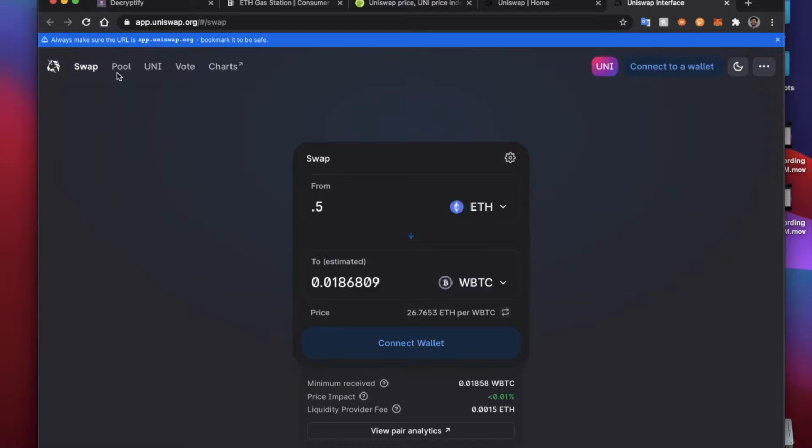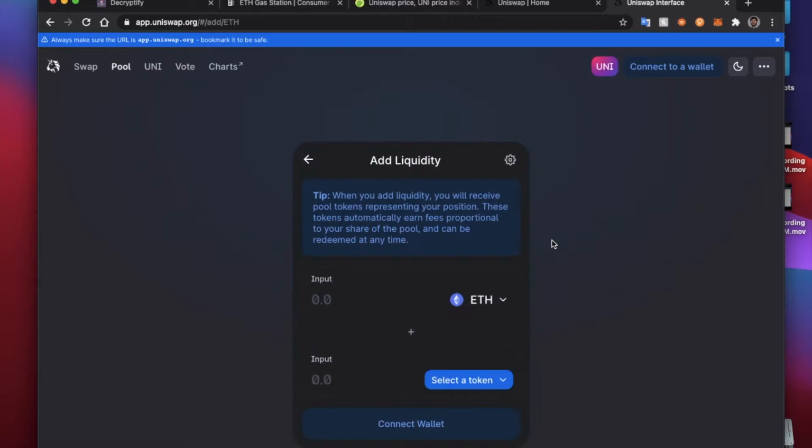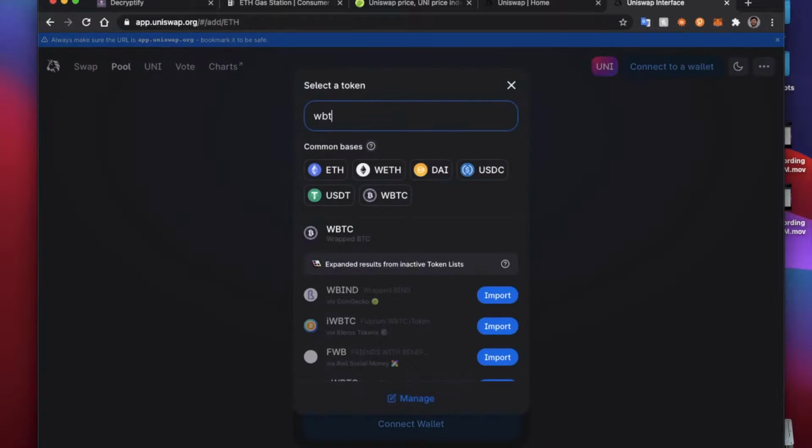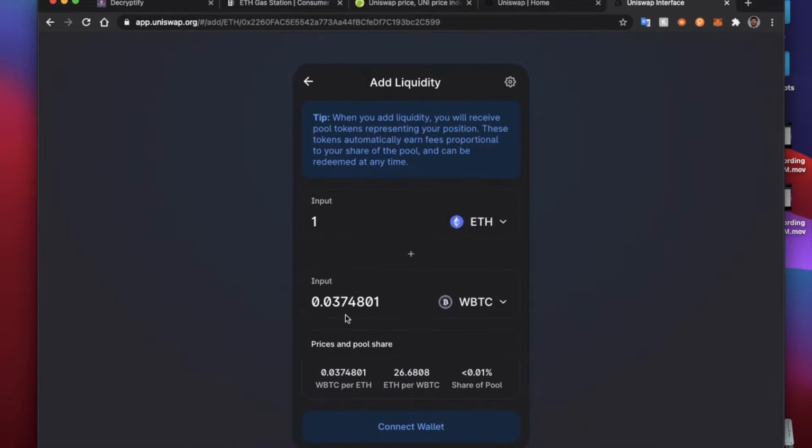So let's go over to the pooling side here. Once you have a 50-50 split of your assets that you're looking to pool, we're just going to click the Add Liquidity button, and we will go to Wrapped Bitcoin again. So once again, if you wanted to provide 1 ETH, you would have to provide this amount, and this number does change constantly because the markets are constantly open and there are users trading, so this number will always be different, and that's where impermanent loss comes in.